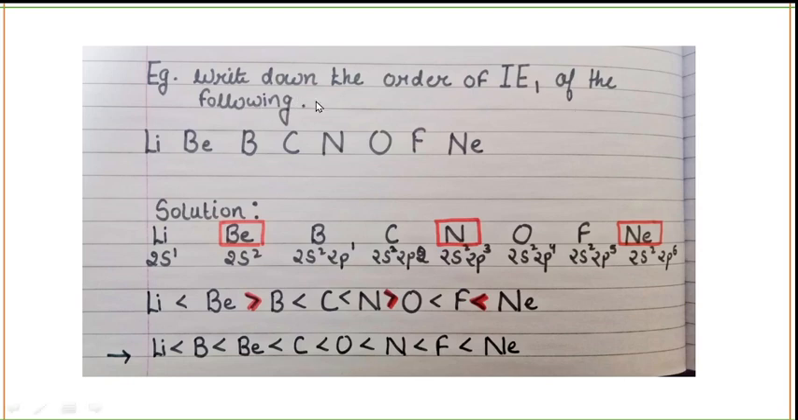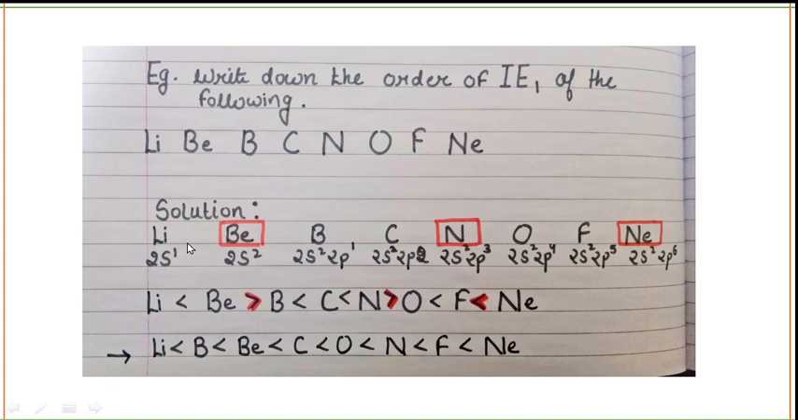Here comes an example in which you will get the order of IE1 for the following. So this series is given to us. This is along the period. So basically what you have to do is, first of all, you should know the atomic number of the different elements. So you should have a clear-cut idea about the periodic table.